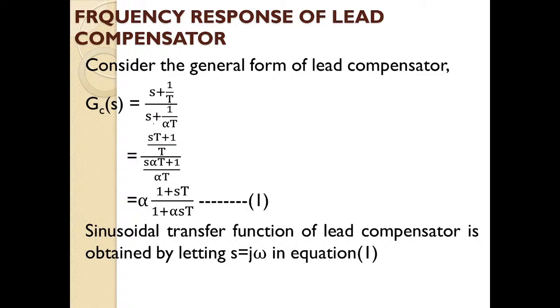Now just rearrange the terms and take the common denominator of your numerator term. If you take common denominator, you get S T plus 1 by T. For the denominator also, if you take common denominator, you will get S alpha T plus 1 by alpha T. So just rearrange the terms, you will get GC of S is equal to alpha into 1 plus ST by 1 plus alpha ST. Okay, this is the transfer function of the lead compensator.